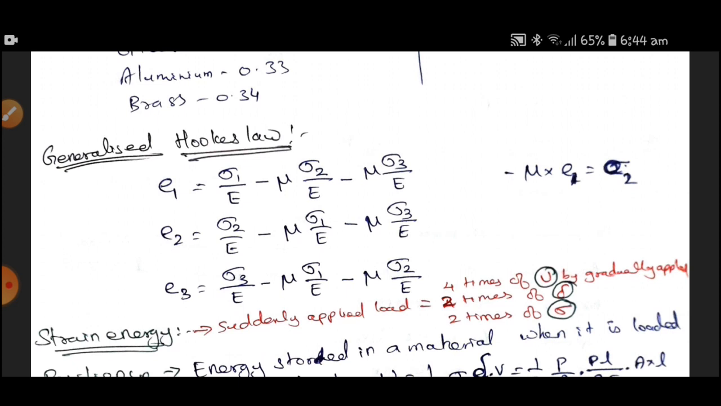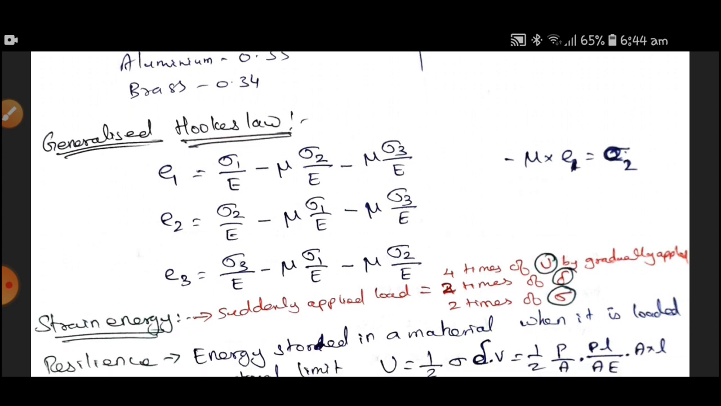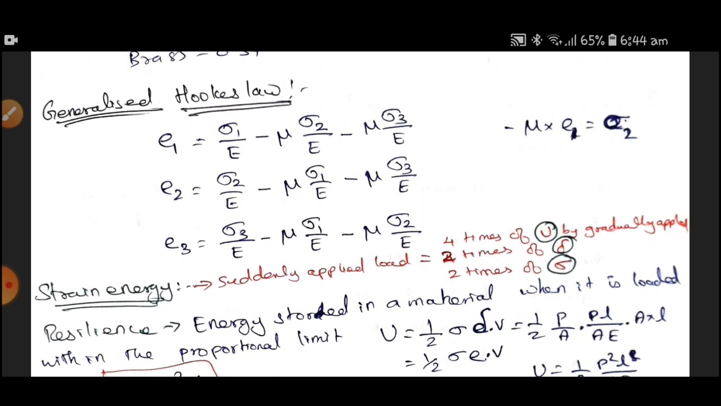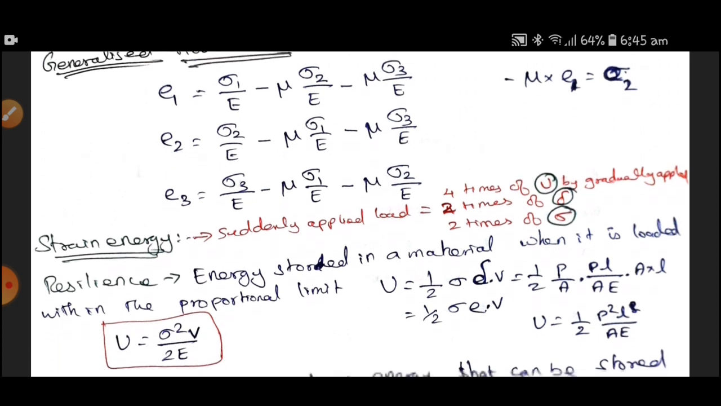Next, a very important thing, strain energy. Strain energy is due to suddenly applied load. When comparing suddenly applied load to gradually applied load, we can say the strain energy becomes 4 times greater, the elongation is 2 times greater, and the stress is 2 times more in suddenly applied load when compared to gradually applied load. Here the 5 factors are very important.